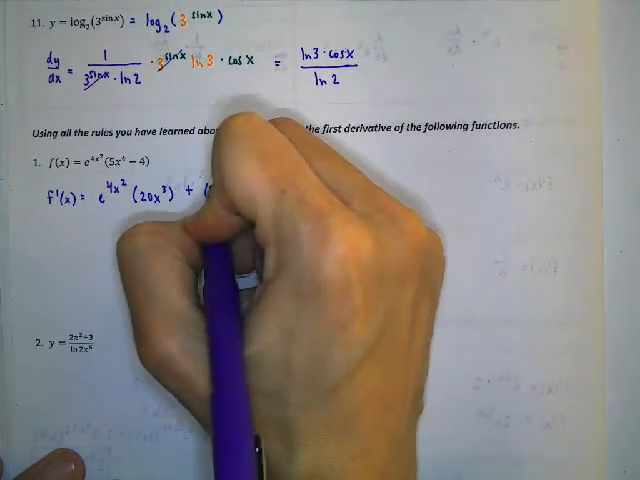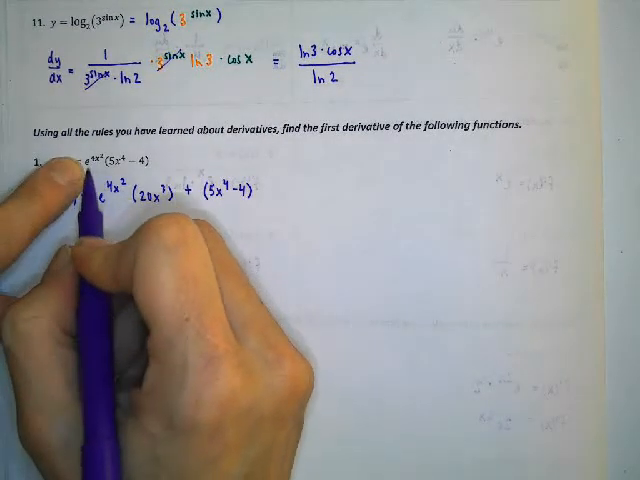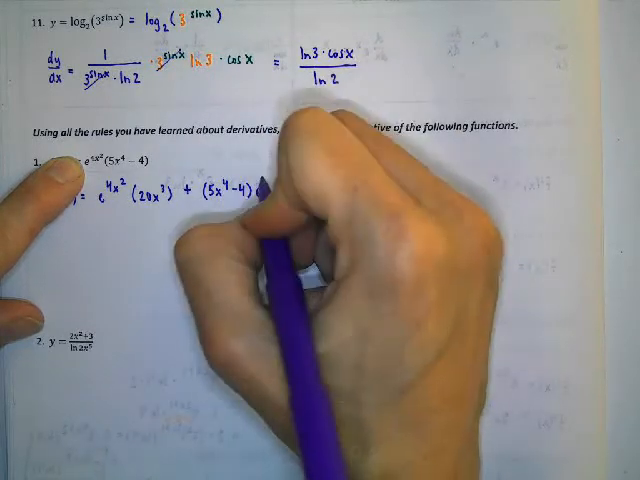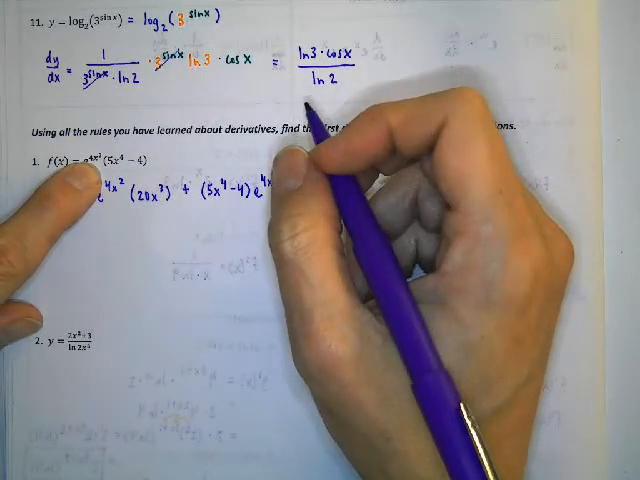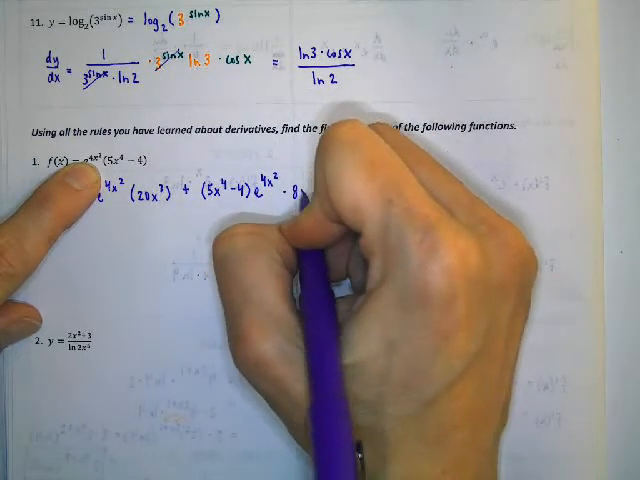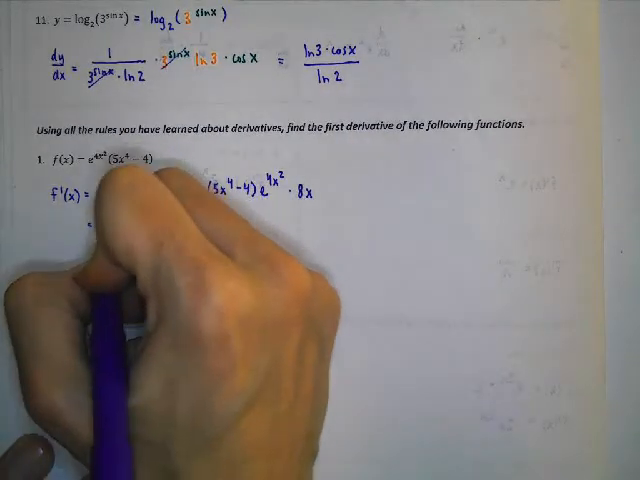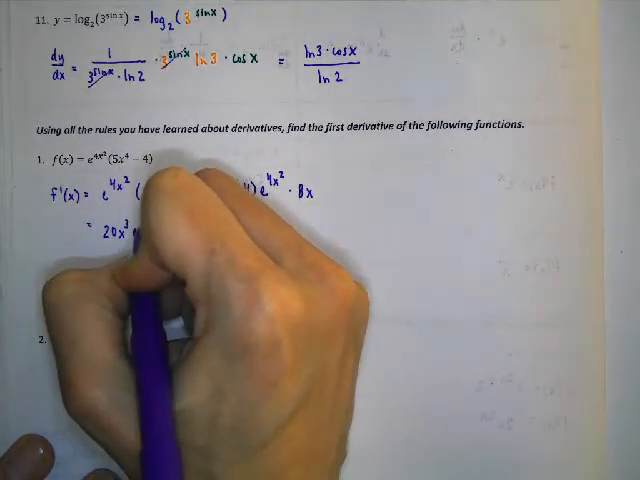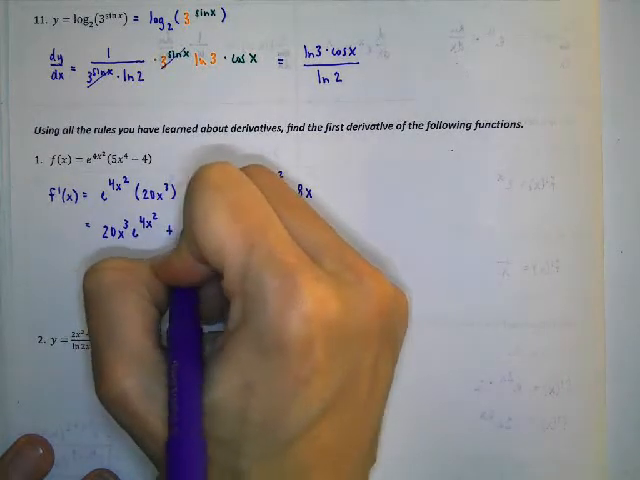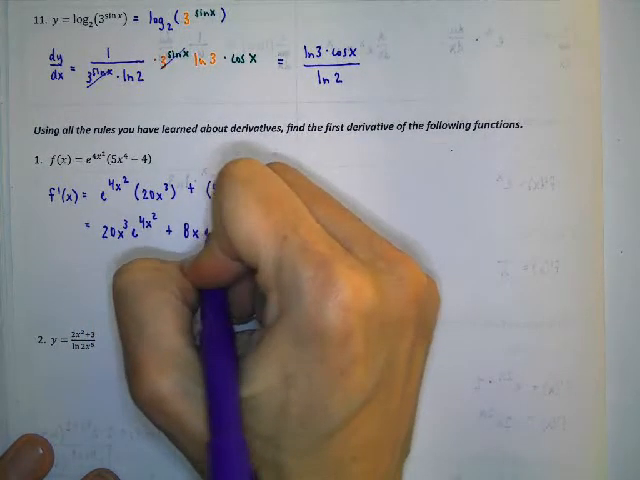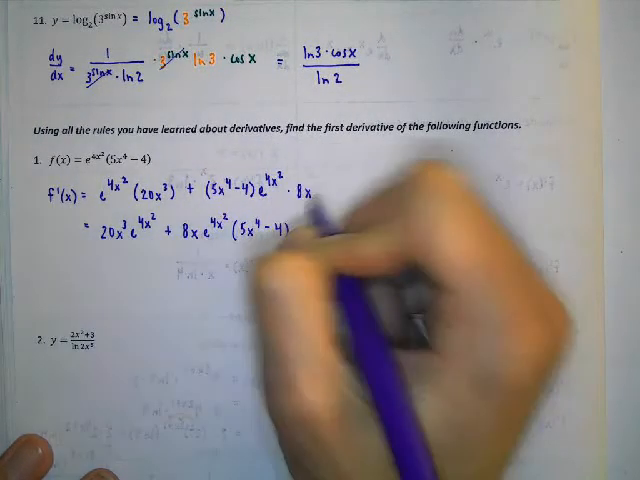And then I'm going to add the product of my second function and the derivative of my first. So this is e, my derivative will be e to the 4x squared. And then we do chain rule and multiply by the derivative of 4x squared, which is 8x. So I'm going to get 20x cubed times e to the 4x squared plus 8x e to the 4x squared times 5x to the 4th minus 4.